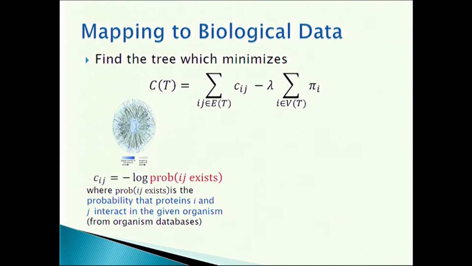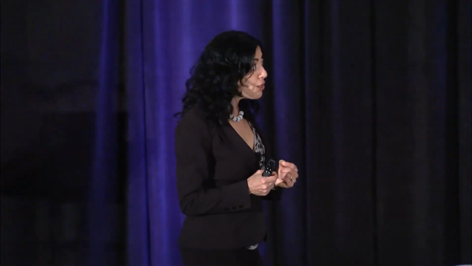And now what I do is I say, for the Cij's, if I'm talking about yeast, I look at all known protein-protein interactions in yeast, and if these two proteins seem to interact with each other in a lot of pathways in yeast, then Cij for those two proteins is going to be very small. If they never seem to interact with each other, Cij for that pair of proteins is going to be very large. Okay. So then, since I'm trying to minimize the sum of the Cij's, I'm going to be trying to use edges in which the proteins are believed to interact with each other a lot.